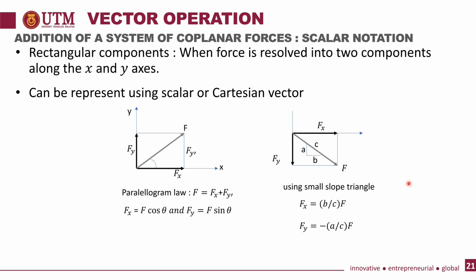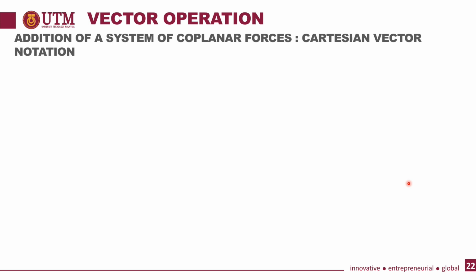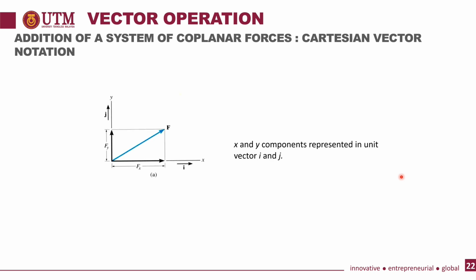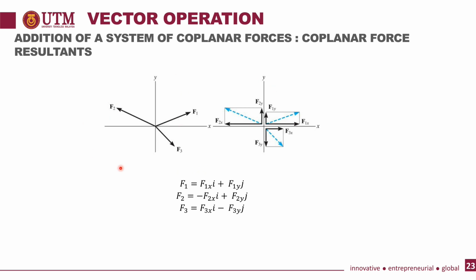All right, but what about Cartesian vector? If you want to represent the addition of a system of coplanar forces using Cartesian, so x and y components represented in unit vectors i and j, then in Cartesian vector you will have a component of i, which represents the x-axis, and j, which represents your y-axis. Right? So this is the example of the addition of a system using coplanar force resultants.